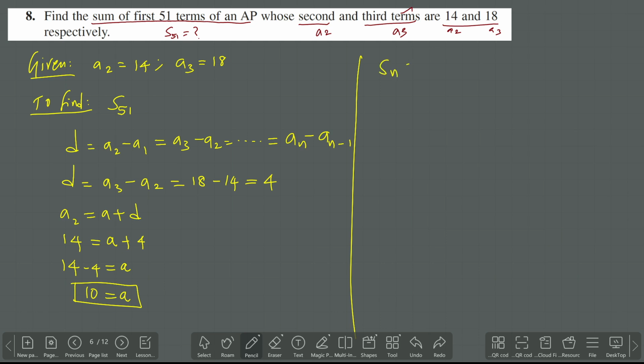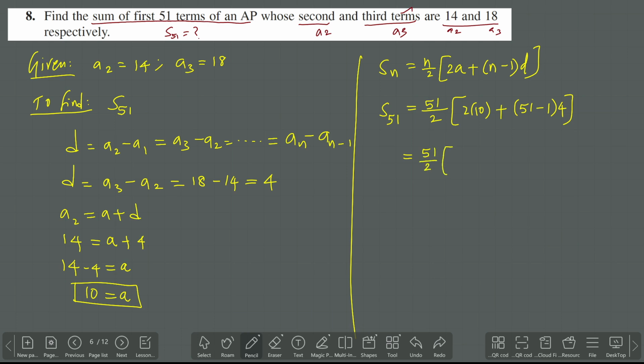So yes, I am using the normal formula, since they gave the A value and D value. If I wanted to use L, I would need A51, which I don't have. So I am going here. They asked for 51, so N is 51. So S51 equals 51 divided by 2 into 2A, where A is 10, plus N minus 1, that is 51 minus 1, into D value 4. Now when we simplify, 51 and 2 will not cancel, so as it is, 20 plus 50 times 4.